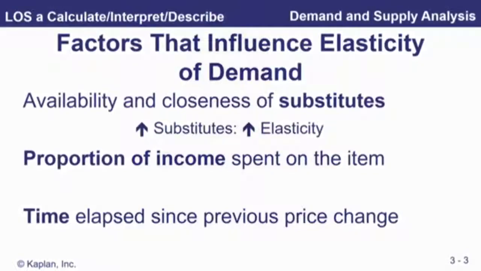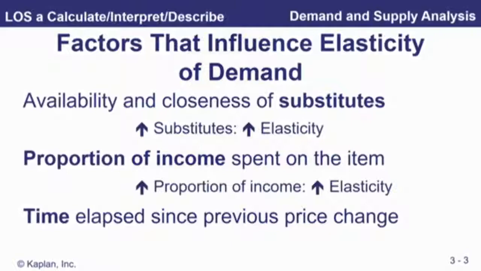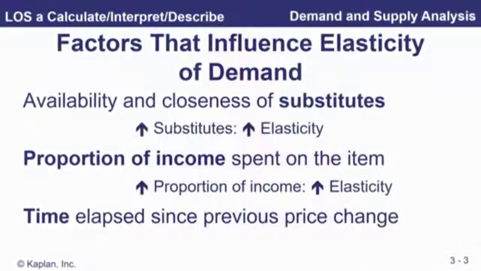Secondly, proportion of income spent on the item. The larger the proportion of income you spend, the more elastic your demand is because you notice it. If it's a huge part of your income, you are much more sensitive to price changes. Hence, you're more elastic. And finally, a kind of golden rule of economics: the time elapsed since the previous price change. The longer that time is, the more elastic the response will be.